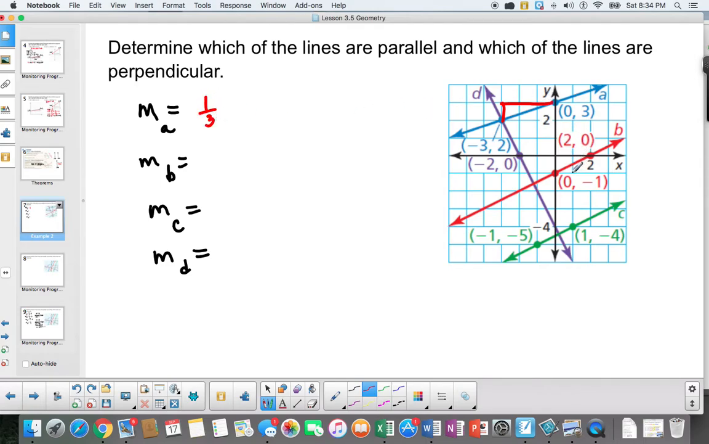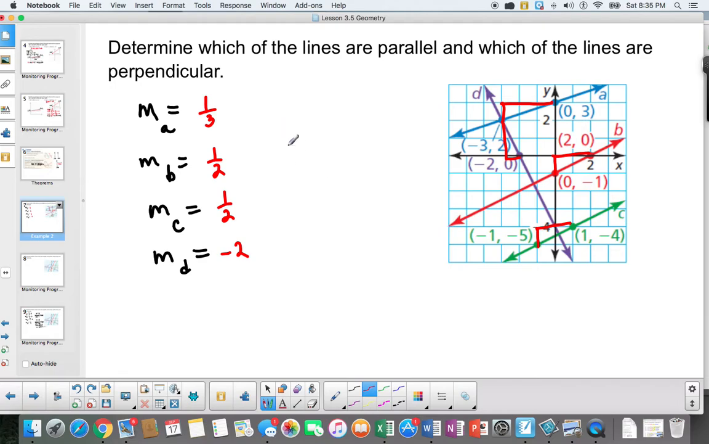Now I'm going to look at B, I'm going to look for 2 points, rise of 1, run of 2, so 1/2. And now I'm going to look at C, rise of 1, run of 2, 1/2. And now I'm going to look for 2 points on D, and it looks like it's going to be -2 because you're going down and then over 1. So this will be -2.